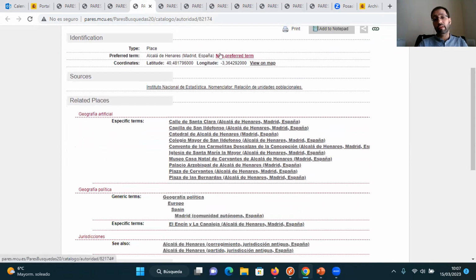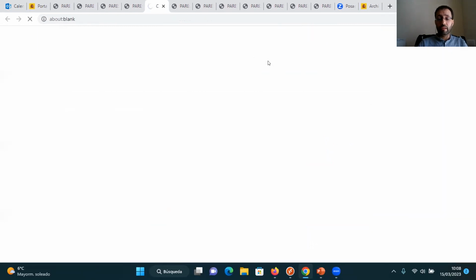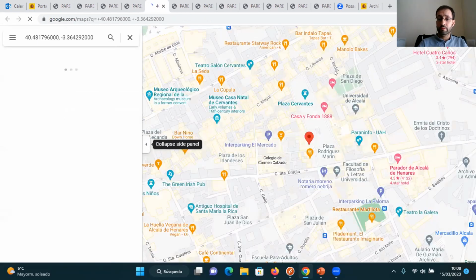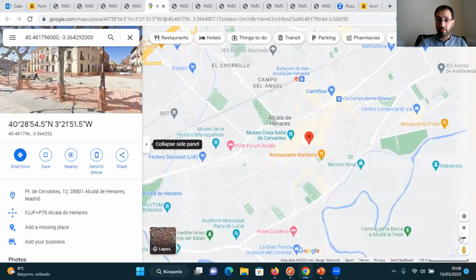Alcalá de Henares is our preferred term, but we can also see our non-preferred terms, the older names of this city: Alcalá de Santiuste, Alcalá la Nueva. If the user searches Alcalá de Henares or Alcalá de Santiuste, they will go to this description. We also have information about the latitude and longitude, and we can view them on the map. This is Alcalá de Henares in Google Maps.